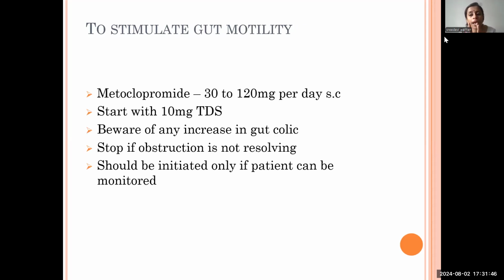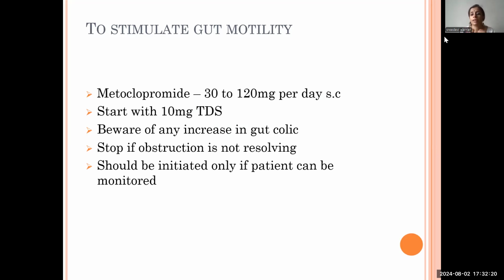So we reduce the bowel wall edema. Now there is a narrow gap. Imagine that you have created a narrow passage. There is a gap. Now you want to stimulate the gut motility. Whatever contents are there should pass through whatever gap is available. For that, we give a prokinetic. The preferred prokinetic, you might have heard in nausea and vomiting, is a D2 receptor antagonist, metoclopramide. The dose can vary anywhere from 30 milligrams to 120 milligrams per day. Generally, we start with 10 milligrams 3 times.